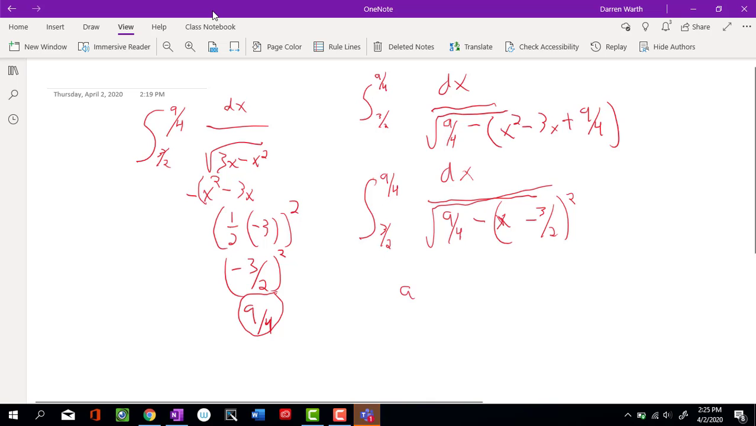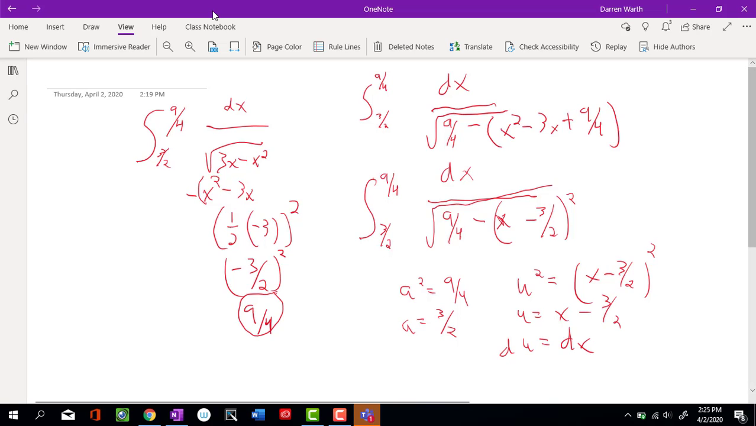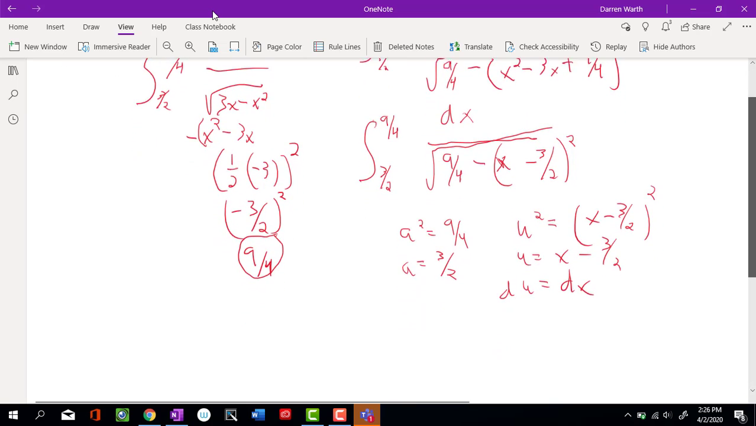So I'm going to let a squared equal 9/4, which means that a is going to equal 3/2. And then I'm going to let u squared equal x minus 3/2 squared. That means that u, when I take the square root of both sides, is just x minus 3/2. So du is going to equal dx. Since du equals dx, there is nothing that is missing from my equation.